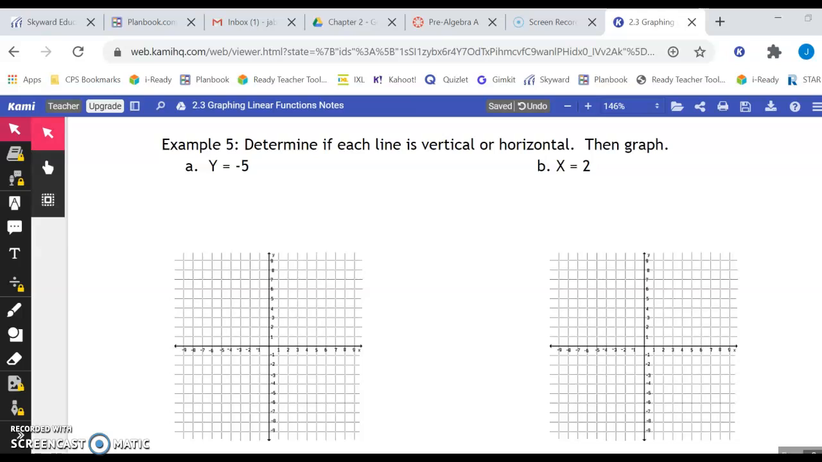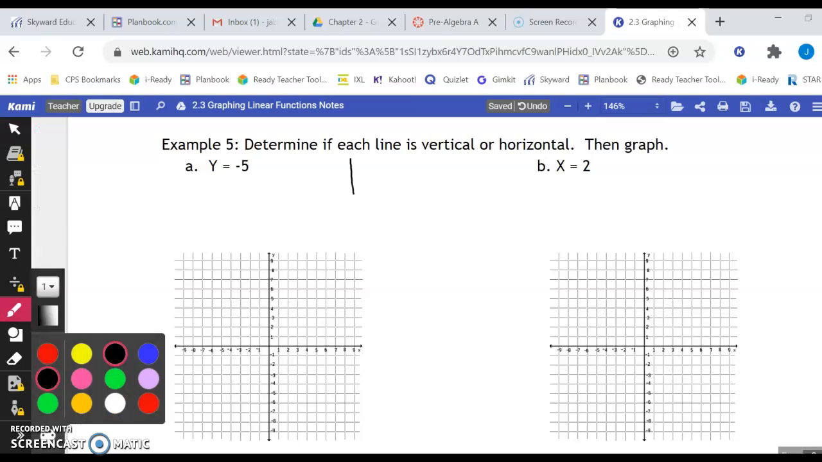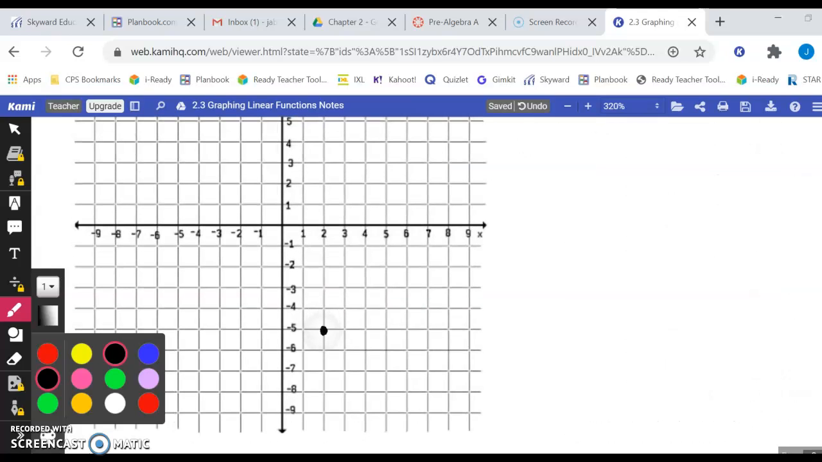So for example 5, determine if each line is vertical or horizontal and then graph it. So this one, y equals negative 5. So if you think about a t-table, that looks like that, y is -5. So no matter what I have in that x column, our y is going to be -5. So I could have 1, 2, 3, 4, whatever. So if I were to graph those, no matter where I go on the x-axis, I have to go down to -5. So what is that line going to look like then? It's going to be a horizontal line.